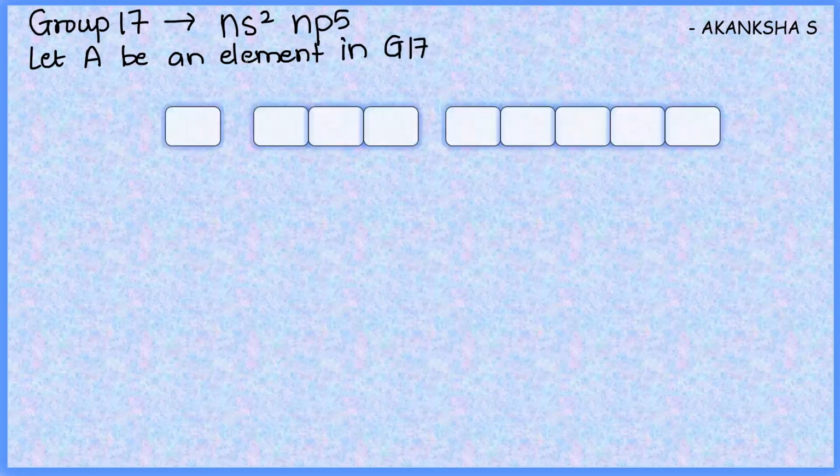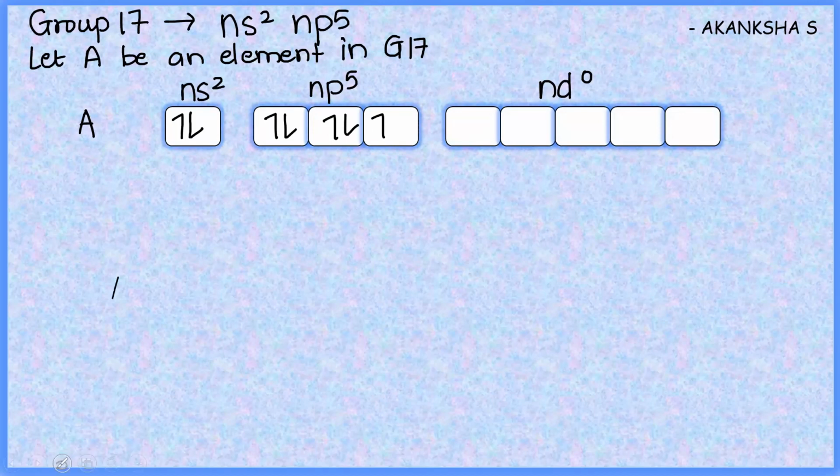So let A be an element in group 17. How do we represent it? We'll represent it as A, ns2, np5, and d0. ns2, np5. We have only one unpaired electron over here.